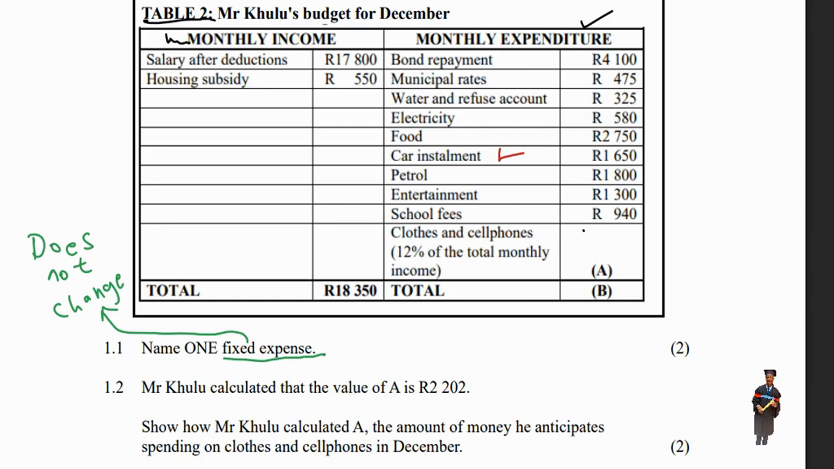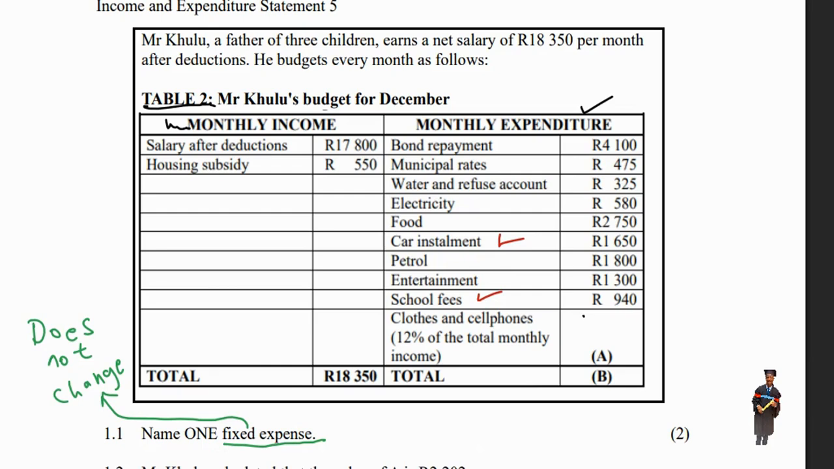There are many fixed expenses here. Even the school fees, it is a fixed expense. Let's look for something else. What else can we say is fixed? Let's check. The bond repayment, and the municipality rate. Okay, we have four fixed expenses. They wanted us to write one, so you may choose one.